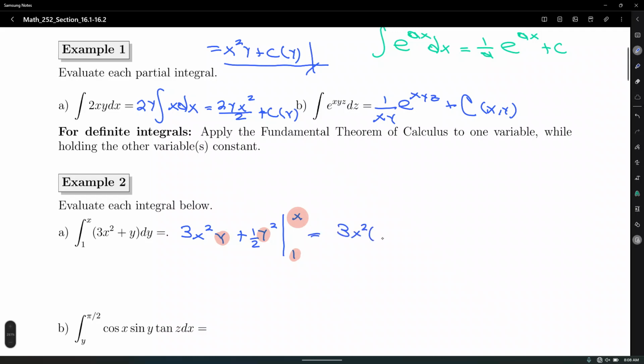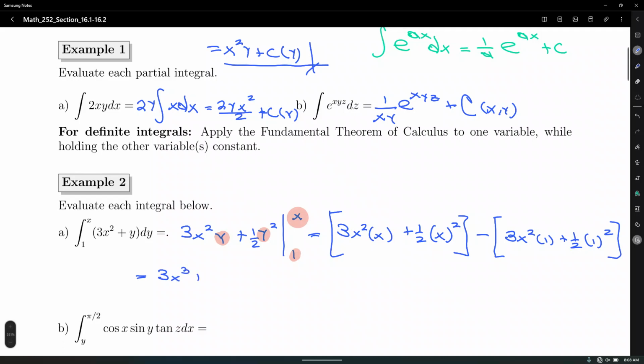That is 3x squared times x, upper limit, plus 1/2 x squared. So that is upper limit minus lower limit. That is 3x squared times 1 plus 1/2 1 squared. Okay? And let's simplify all this. So that'll give us 3x cubed plus 1/2 x squared, and then minus 3x squared.